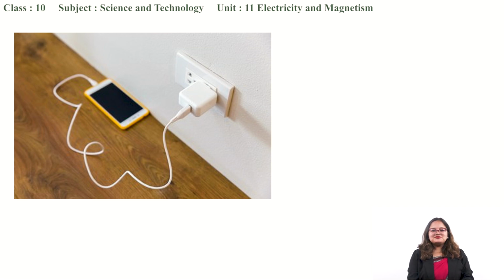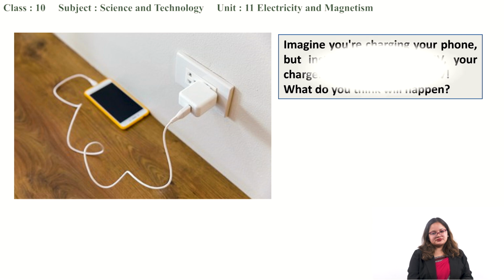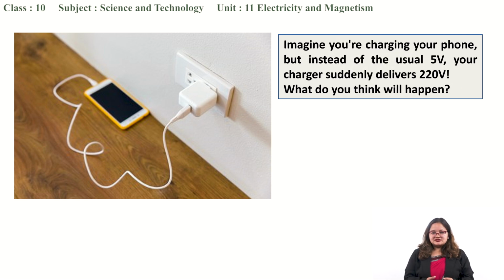Now, let's imagine a situation. Imagine that you are charging your phone, but instead of the usual 5 volt, your charger suddenly delivers 220 volt. What do you think will happen? You can think about it for a while. Instead of the regular 5 volt that we are delivering nowadays, what if it starts delivering 220 volt?